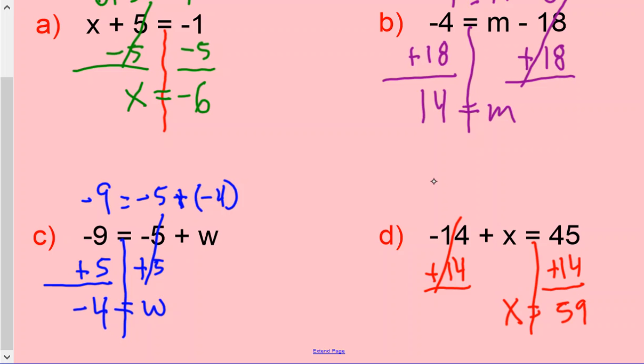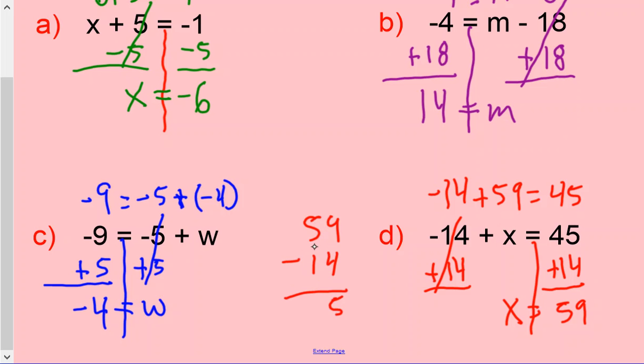And if we plug that back in, negative 14 plus 59 equals 45. We have different signs here, so we're going to take the absolute value. 59 has a greater absolute value, so our answer is going to be positive. And we have 59 minus 14, and we would get 5 and 4. So the value of x is 59.